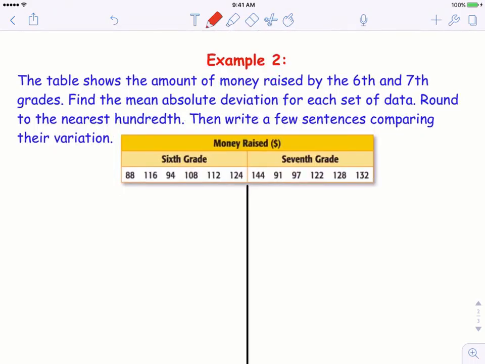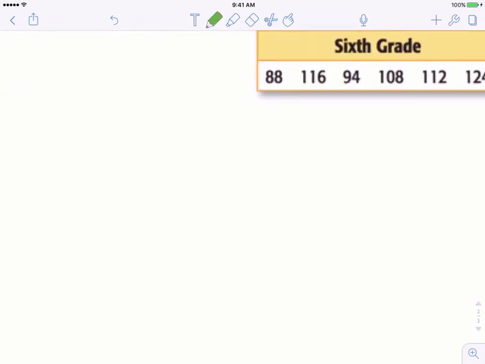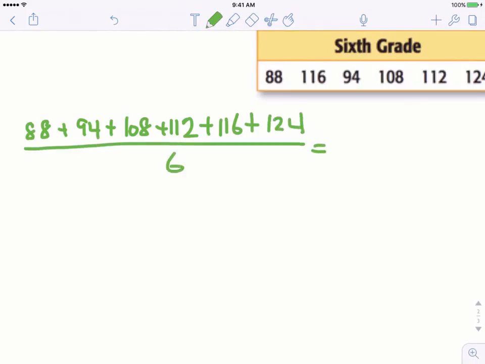In the second example, we are asked to find the MAD of 2 datasets and compare them. Example 2 says that the table shows the amount of money raised by the 6th and the 7th grades. Find the mean absolute deviation for each set of data, round to the nearest hundredth, then write a few sentences comparing their variation. Let's begin with the 6th grade dataset. We will first find the mean of the 6 data values, which add up to 642, and 642 divided by 6 is $107.